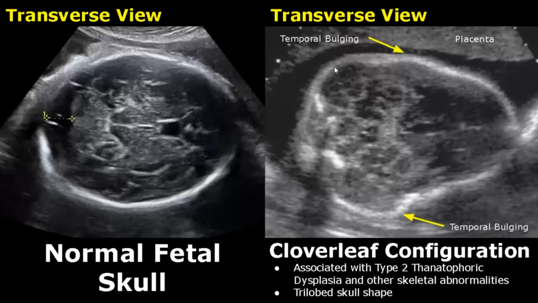and over here we have a clover leaf configuration. It is usually associated with type 2 thanatophoric dysplasia, but it is also associated with other skeletal abnormalities. The shape of the skull is trilobed. These bulging areas on either side are bulging of temporal bones. The clover leaf configuration is caused by craniosynostosis of all the sutures. These bones join together too early and the skull shape is deformed.